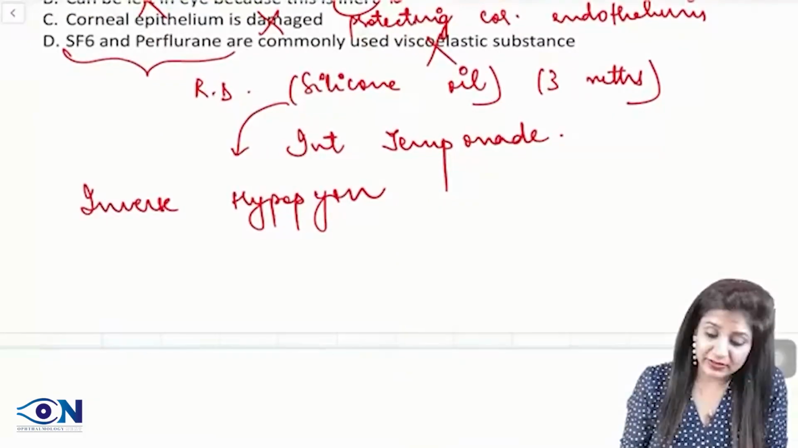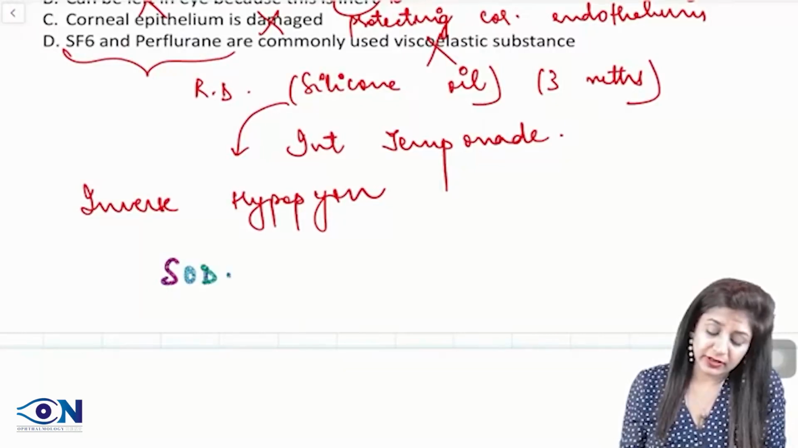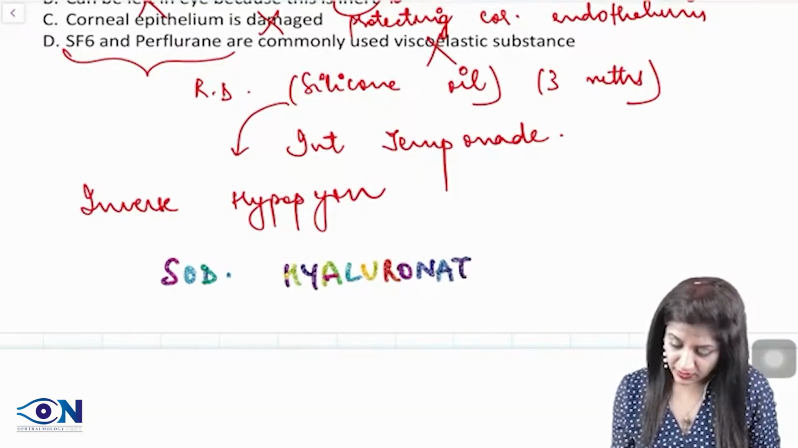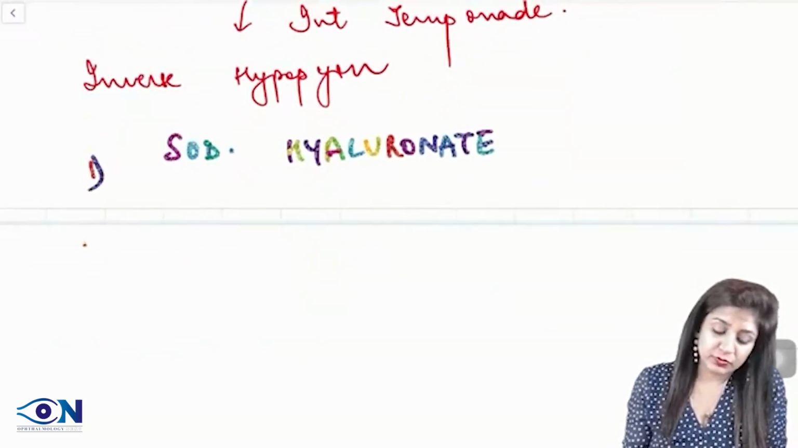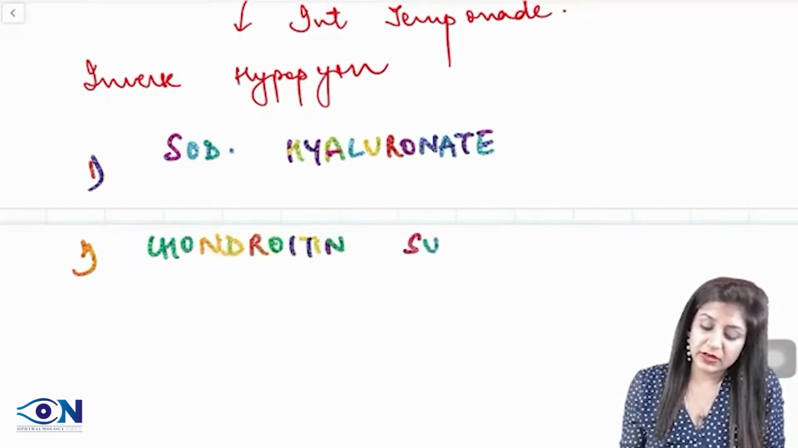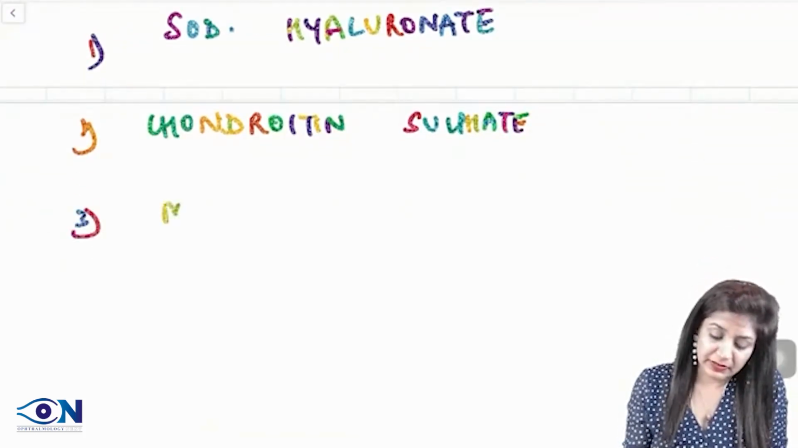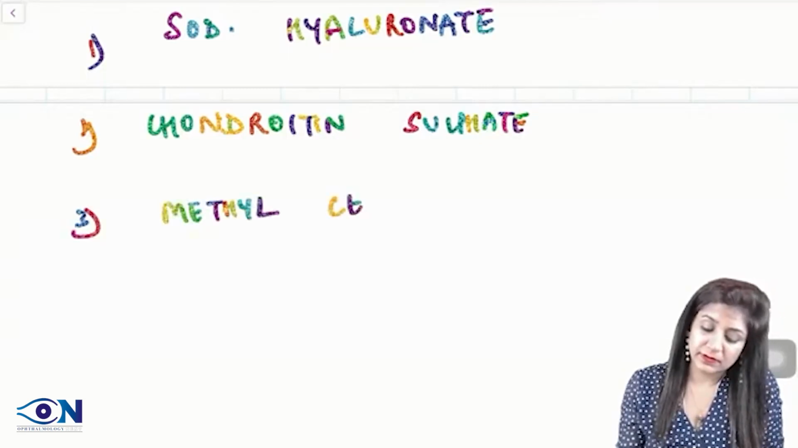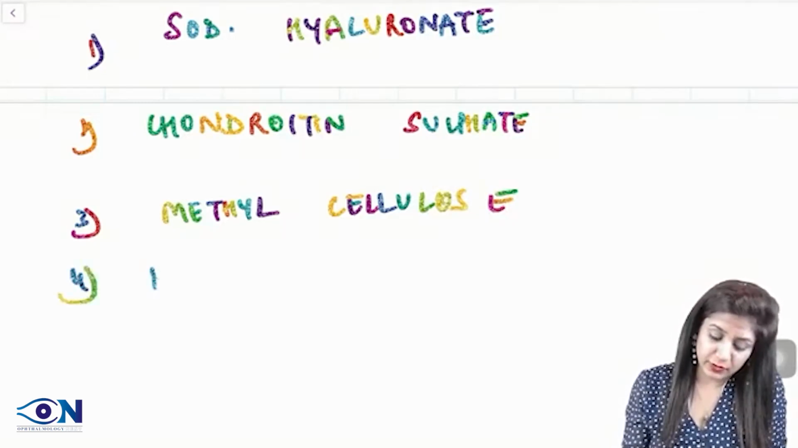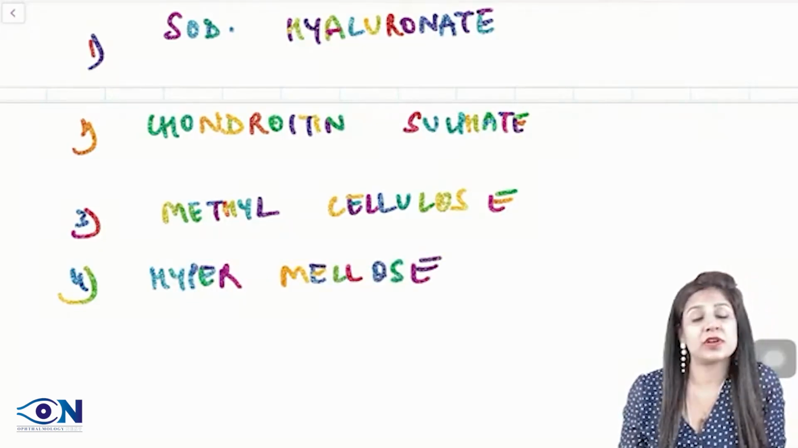And what are the things that we can use here? We can use sodium hyaluronate, or we can use chondroitin sulfate as a viscoelastic substance. This can also be used. Or we can use methyl cellulose. This can also be used. Or we can also use hypromellose. These are the different things which can be used as viscoelastic substances.